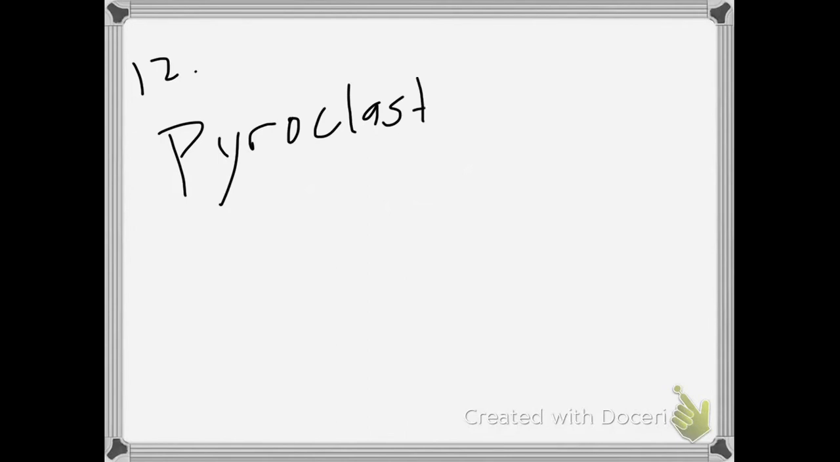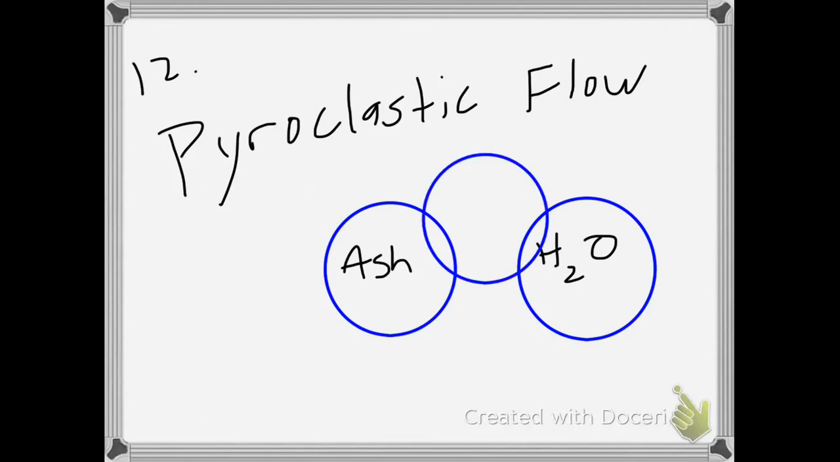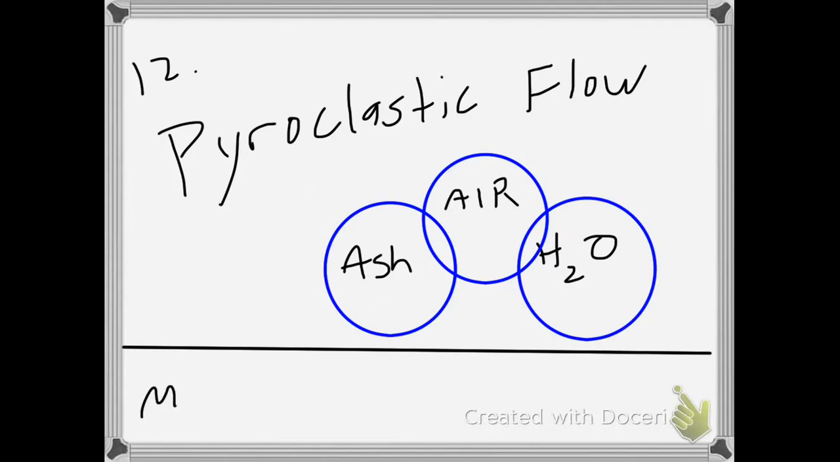Question number 12. This is pyroclastic flow. What are some components of a pyroclastic flow? Well, it's made of ash or pyroclastics, obviously. But in order to flow, you got to have water. But there actually is a third component to a pyroclastic flow, and that's air. And the air basically makes it behave like an avalanche for all intents and purposes.